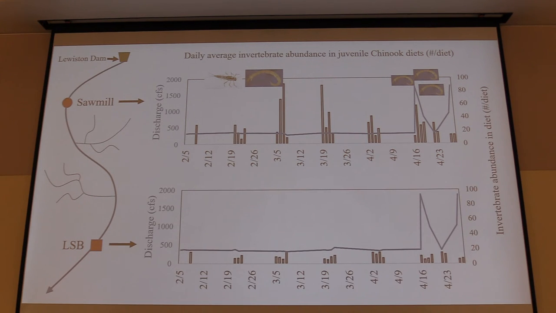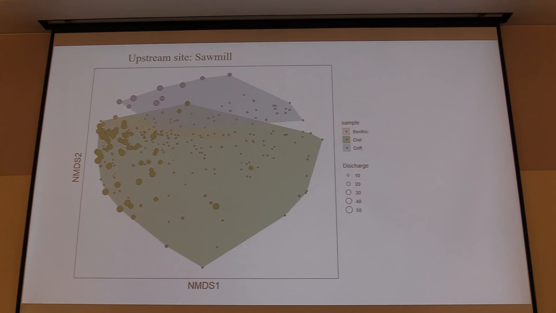And our downstream site saw suppressed numbers of invertebrates throughout the entire sampling period, but again, it represented that of the drift concentration. So even though they were eating fewer individuals, the individuals themselves were larger. So Glossosoma and predatory stoneflies can easily equate to like hundreds of little chironomids. So that should be taken into account. And there was no taxonomic shift during our peak discharge events similar to our upstream site, Sawmill.